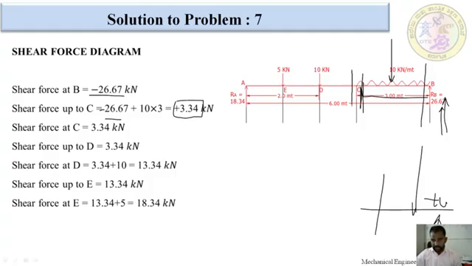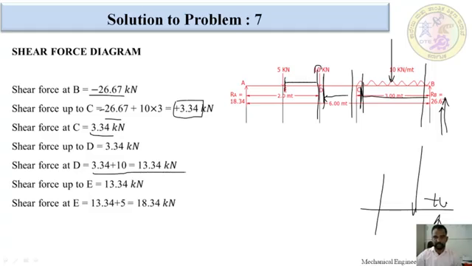After that, at C point we have the same load, because there is no load between these 2 points. For that reason, up to C point also we have the same load, 3.34 kilonewton. After that, I am going to take the section over here at D point. Shear force up to D point is the same, 3.34 kilonewton. At D point, I am going to take 3.34, and up to here we got plus 10. How much did we get? 13.34 kilonewton. At D point we got 13.34 kilonewton.